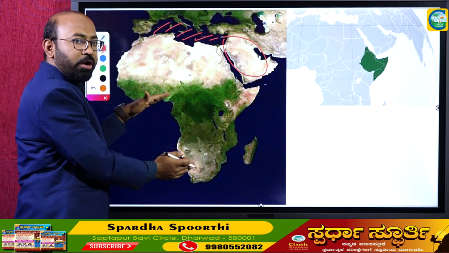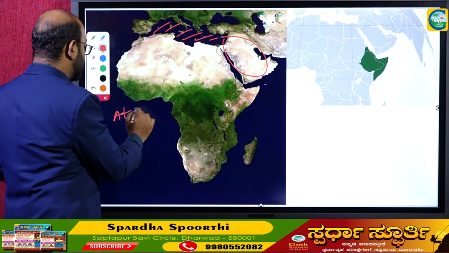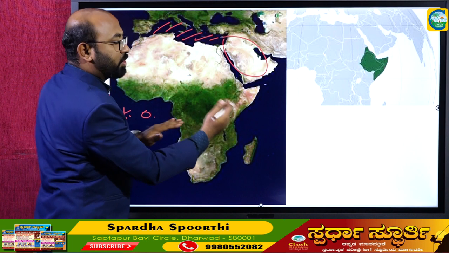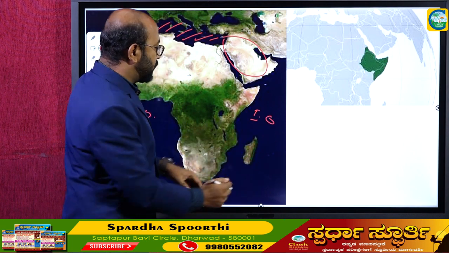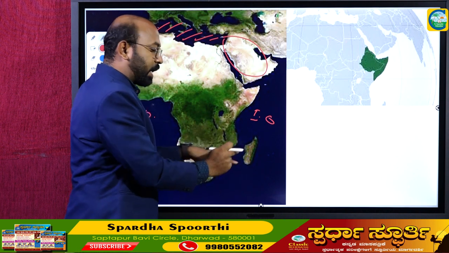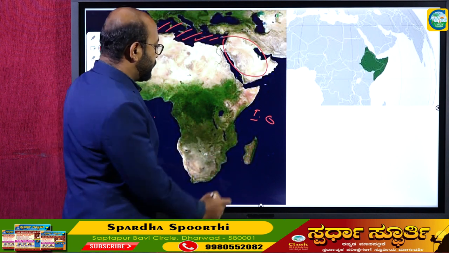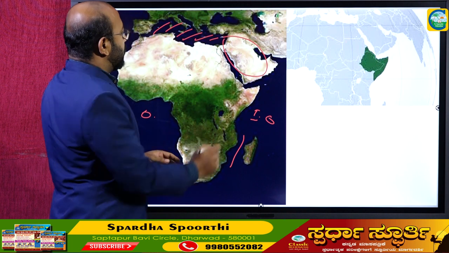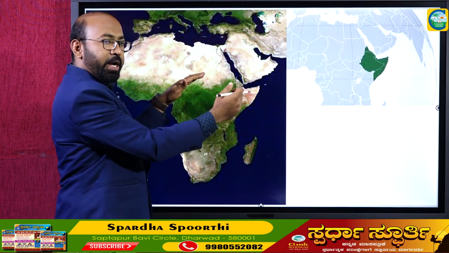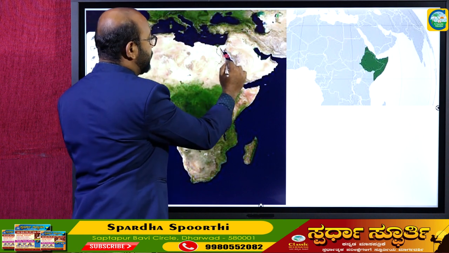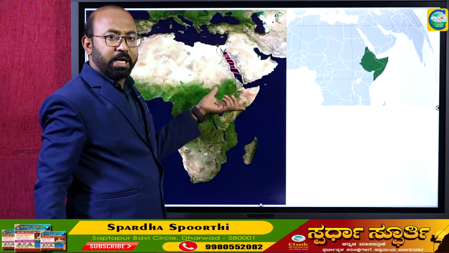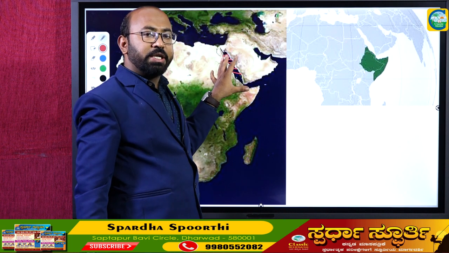West of this African continent there is the Atlantic Ocean, right? East of this African mainland is our Indian Ocean, right? The largest island in this region is Madagascar Island, right? This is the Mozambique Channel. The area which divides the Asian part from the African part is called the Red Sea. This is the narrow channel of water called the Red Sea.